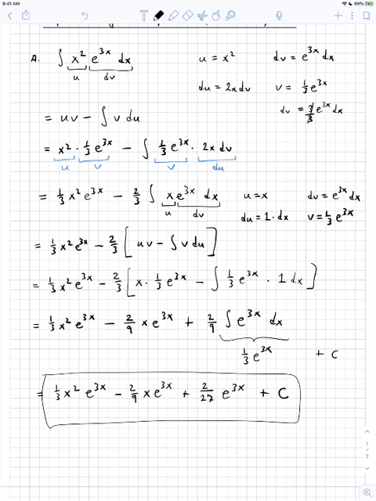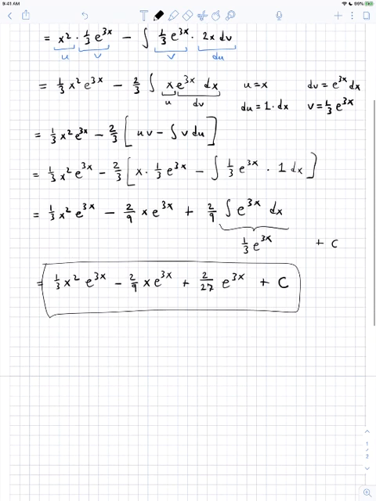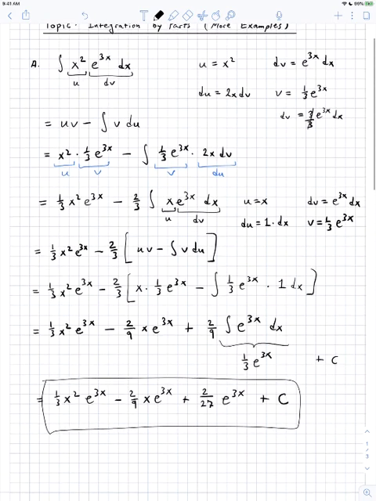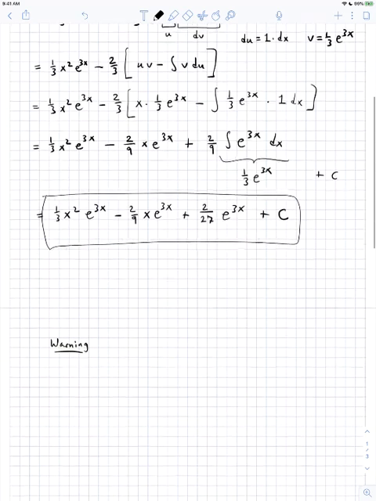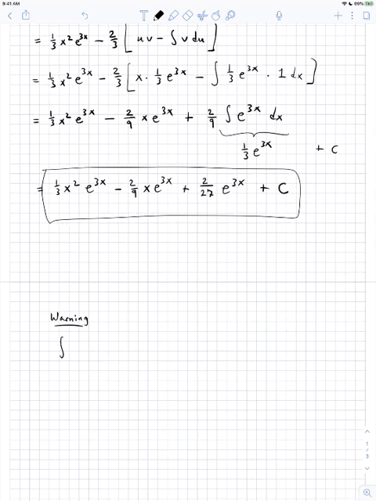There's something related to this problem that I want to warn you about. There's a little mistake that you can fall into if you're not careful. So let's just have a little word of warning here. This problem, let's rewrite it. X squared e to the 3x. That's what we're trying to integrate. X squared e to the 3x dx.